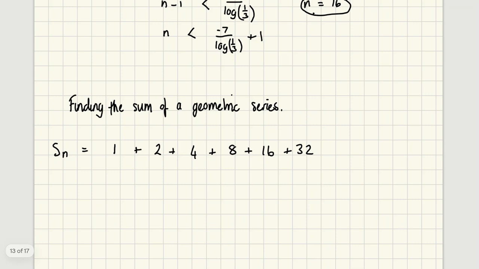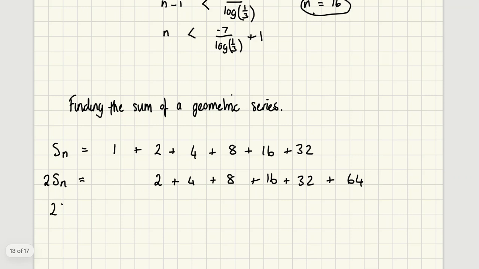So I am going to write again. Remember we did the arithmetic one where we wrote the same one but backwards? Not going to do that. I'm going to do something similar. I'm going to do two lots of the sum. And the reason why I'm going to do two lots of the sum is because now the numbers become 2 plus 4 plus 8 plus 16 plus 32 plus 64. Okay, the way I've written it is a clue.